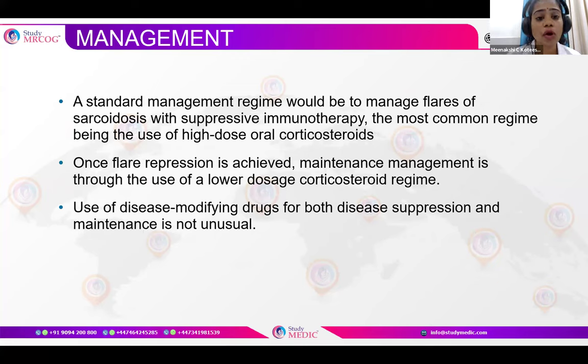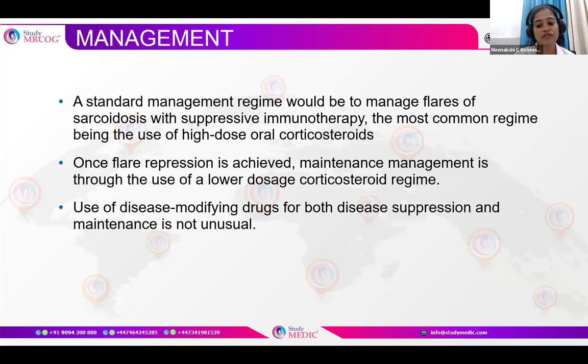Normally, in case we see any kind of flares, then we have to go for high dose oral corticosteroids. And once flare suppression is achieved, then we have to go for the maintenance treatment, where we give a lower dose of corticosteroids. In order to first cut down that flare, we have to give high dose corticosteroids. And once flare suppression is achieved, then we go only for low dose corticosteroids for the maintenance therapy.